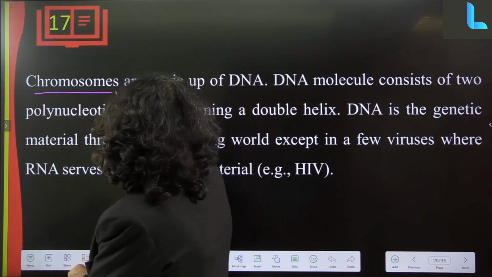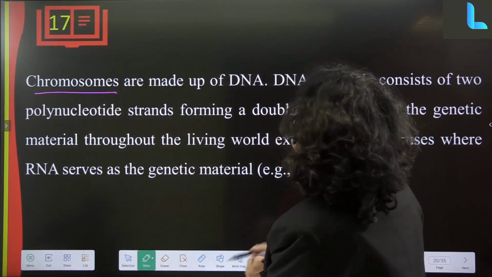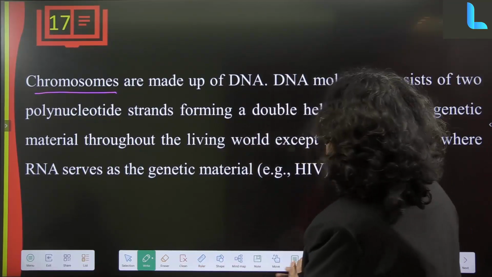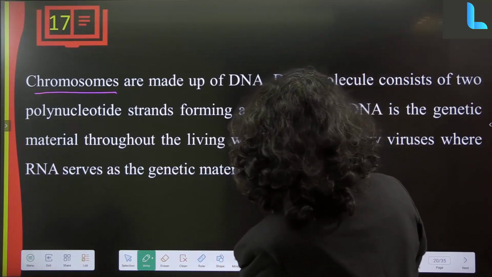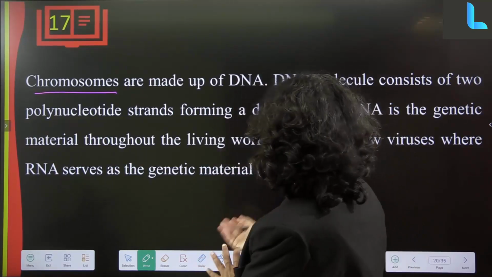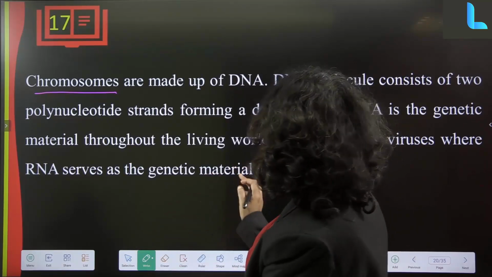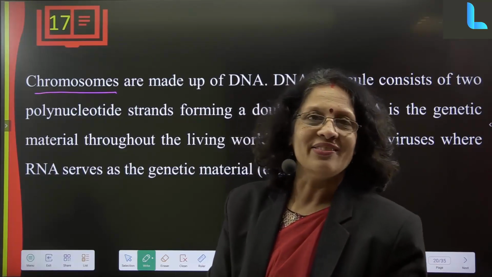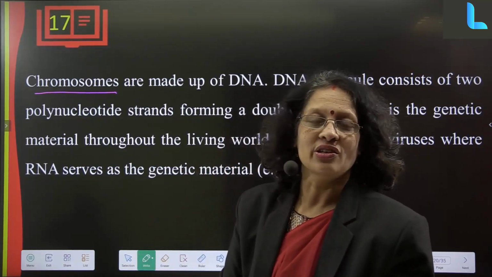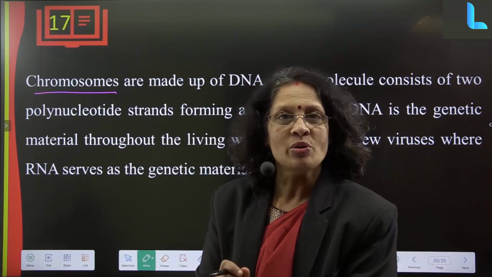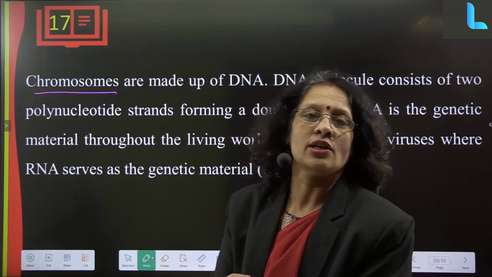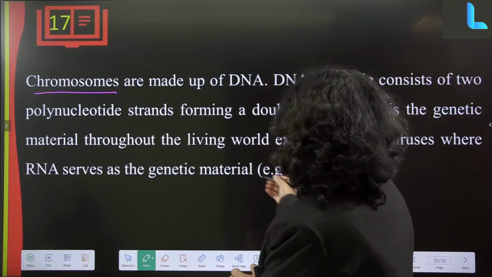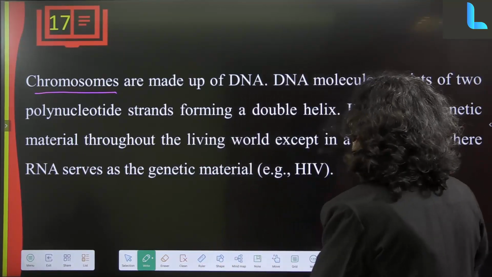You should understand this: the DNA molecule consists of two polynucleotide strands forming a double helix. DNA is the genetic material throughout the living world except in a few viruses where RNA serves as the genetic material. So what is DNA? Deoxyribonucleic acid. RNA is ribonucleic acid. DNA is a double helical structure responsible for carrying genetic material. RNA is a single helical structure responsible for protein synthesis in the body. Like HIV, which is one of the examples we have studied.